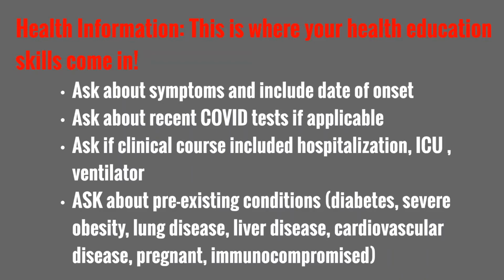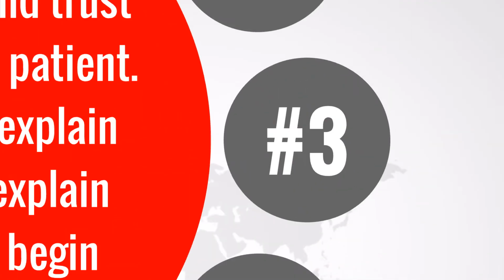By clinical course, that means what has happened since you started symptoms or tested positive, like how severe your course has been. You want to ask about pre-existing conditions, which is what we talked about last module: diabetes, severe obesity, lung disease, liver disease, cardiovascular disease. Is this patient pregnant? Is this patient immunocompromised? These are all things that we need to know.